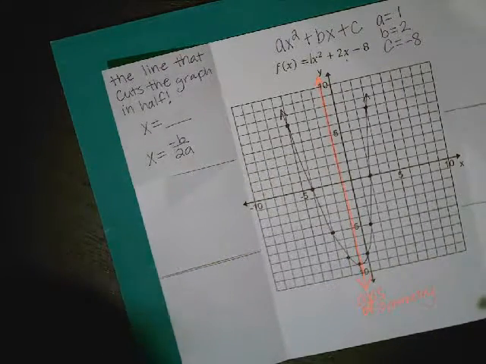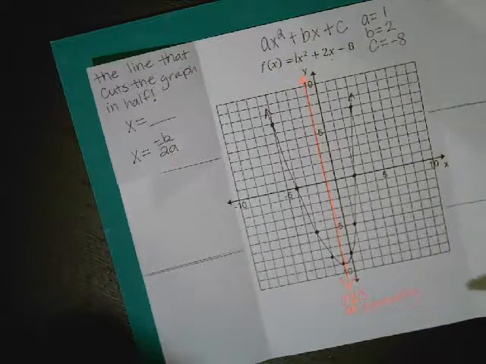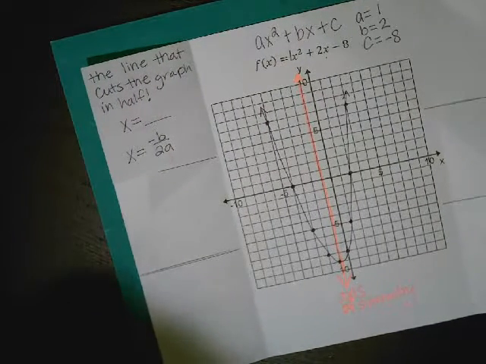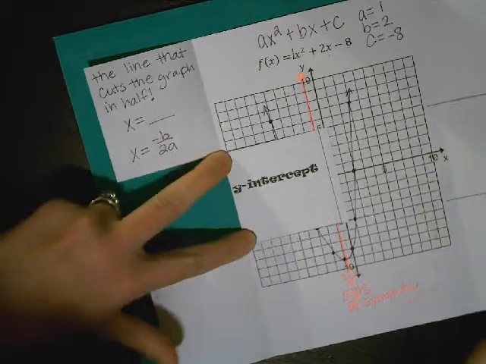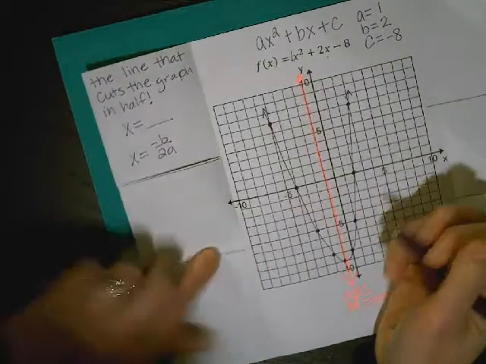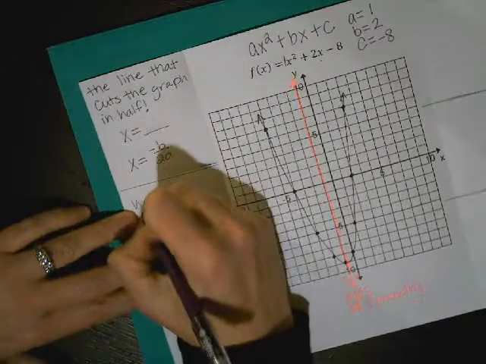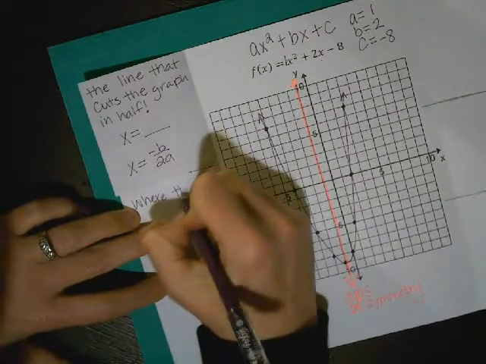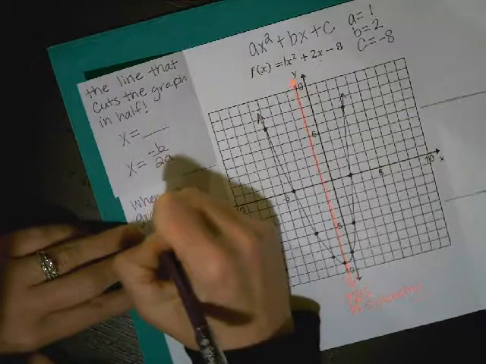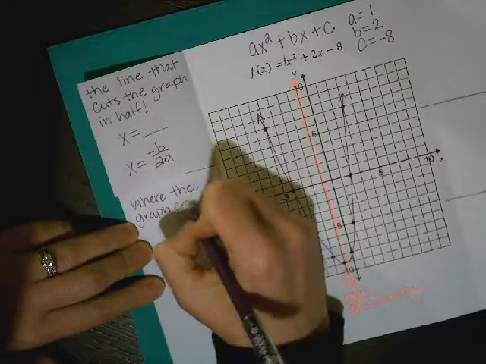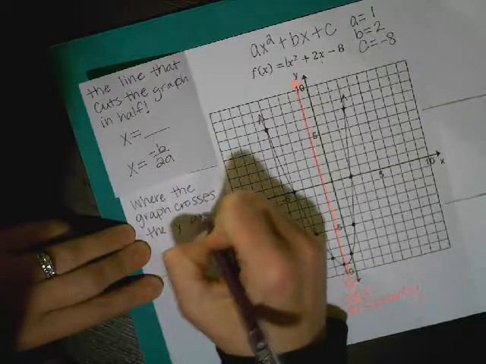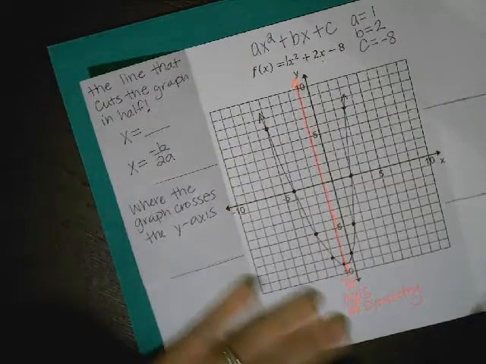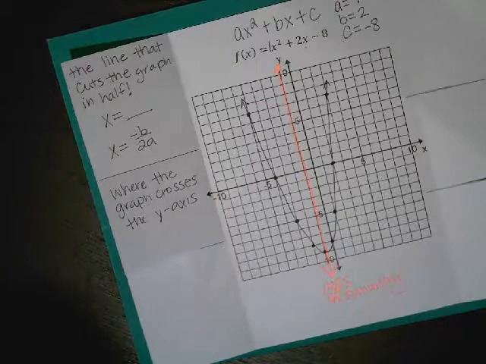Okay, the next thing that we can notice about this graph is maybe something you've heard of before, and that's going to be the y-intercept. So that's this one right here. And the y-intercept is where it crosses the y-axis. Okay, where the graph crosses the y-axis.